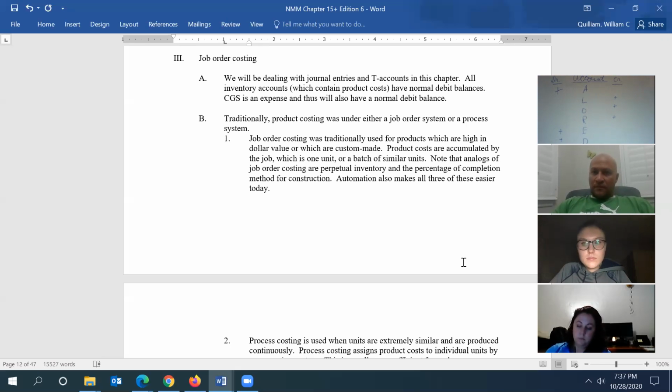Asset debit, credit for liabilities, owner's equity, and revenue accounts, debit for expenses, and debit for dividends too, okay? So that's just kind of how I remember them.